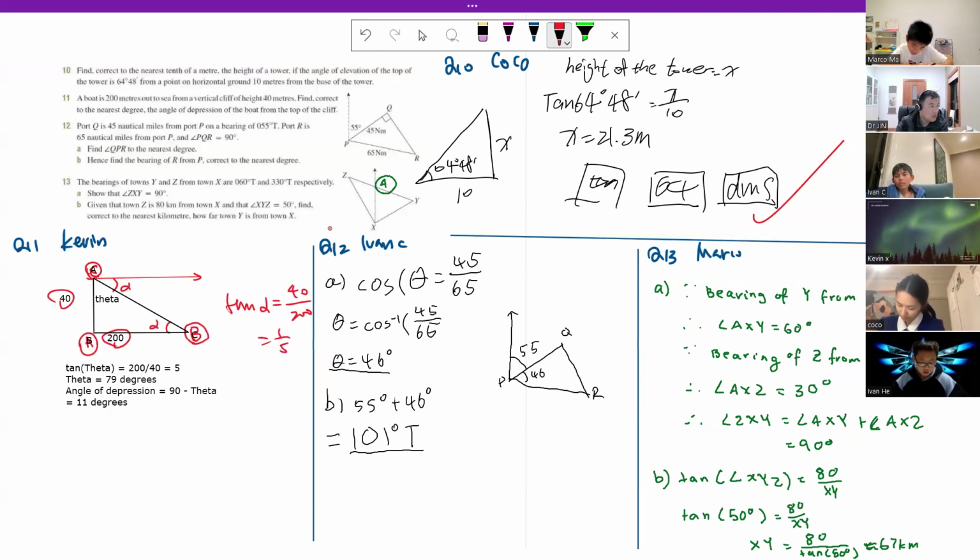Okay. So what's the question? A boat is 200 meters out of the sea. Yep. Find correct to the nearest degree. So yep, alpha is tangent inverse of 1/5. It's the nearest degree, right? So let's do arctangent 1/5, close bracket. 11.3. So it is 11, correct.